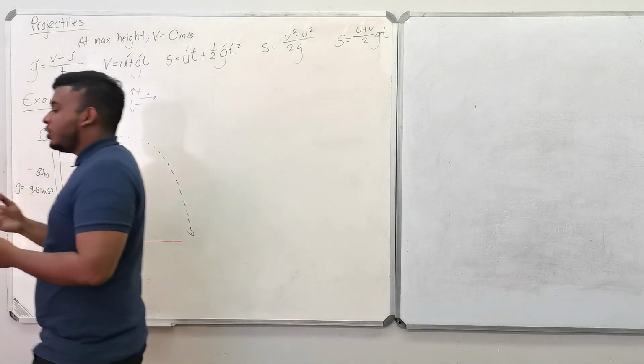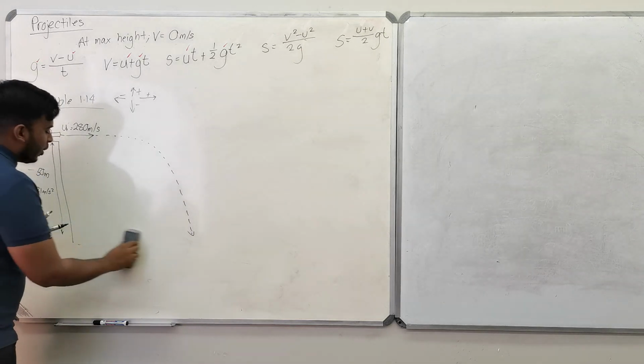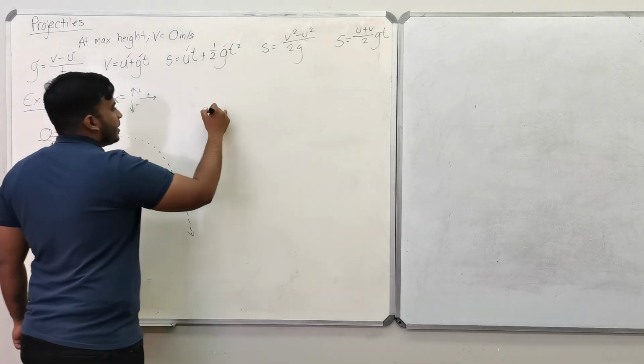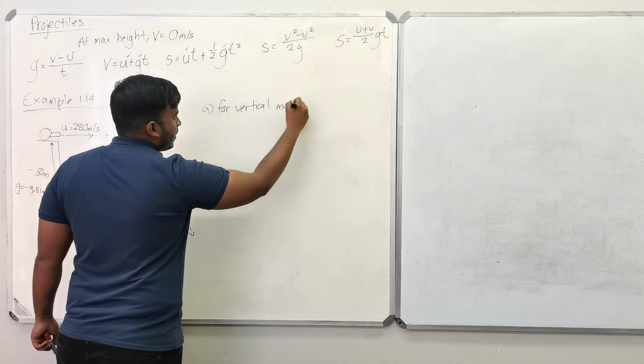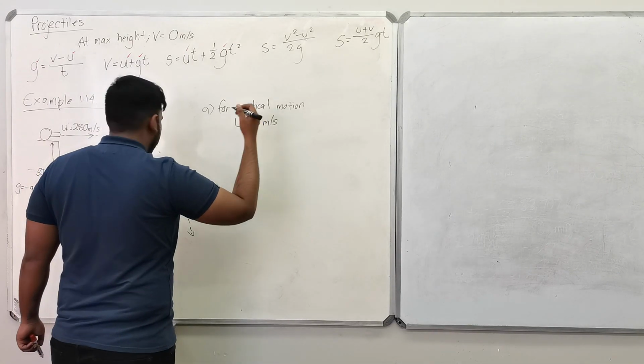So what we would do in this instance is use the vertical component of the situation. What's the vertical component of the shell in terms of its initial velocity? Vertically it will be zero, because it does not have a vertical component. So for vertical motion, your initial velocity is going to be 0 meters per second.